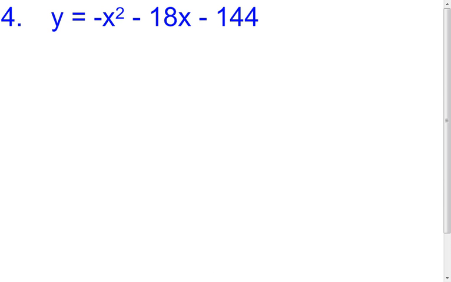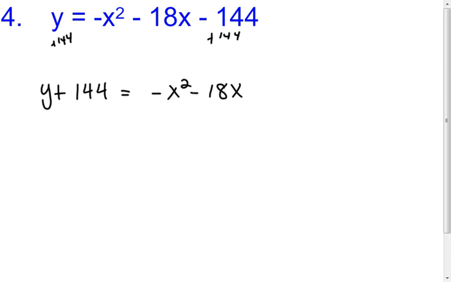All right, one more. Again, in this one, your a term is not 1, so you have to think of factoring something out and then being careful what you add to both sides. So I will add 144 first. So I will have y plus 144 equals negative x squared minus 18x. And some of you can handle doing this all in one step. If that's you, that's great.